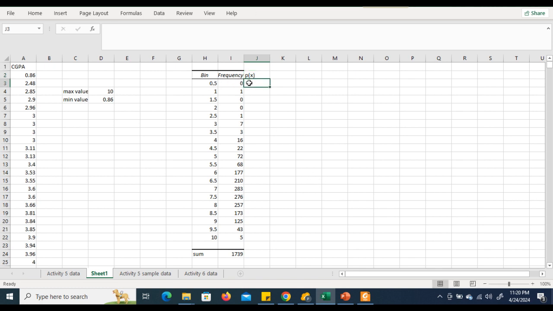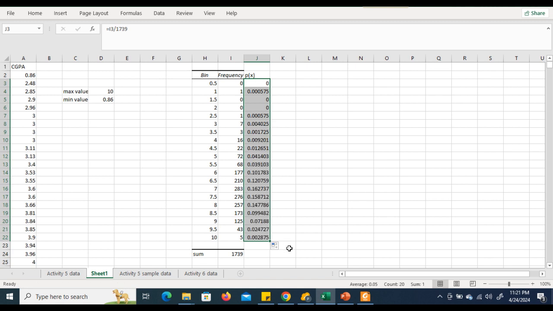It is 0. So to calculate the probability, we are simply considering this number divided by the total sum. Total frequency is 1739. To get all the other probabilities, we simply drag this column, and to verify the answer, you can see here the sum of all the probabilities is equal to 1. So this is how we can calculate the probability. This is the actual probability based on the given data.